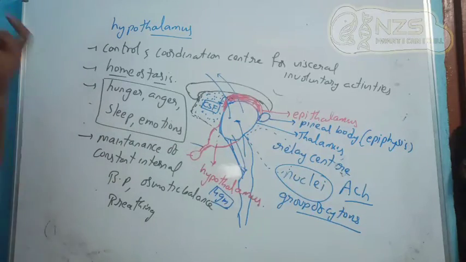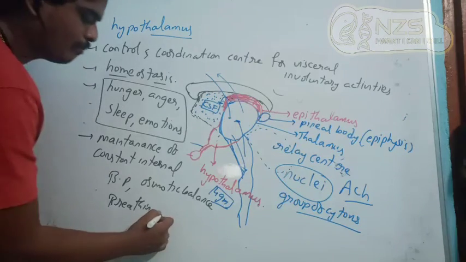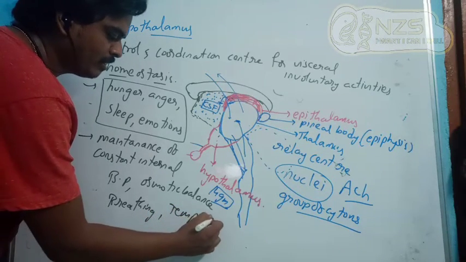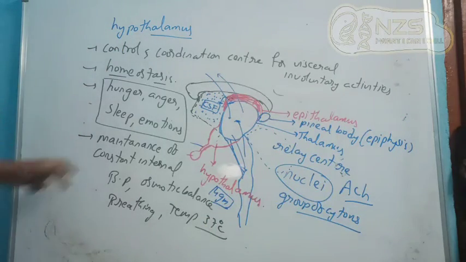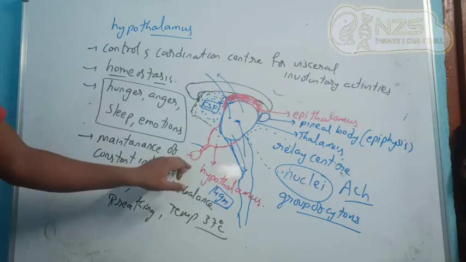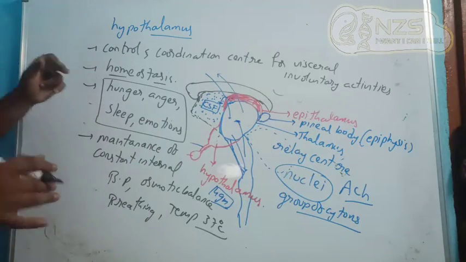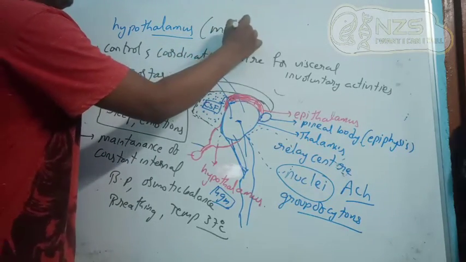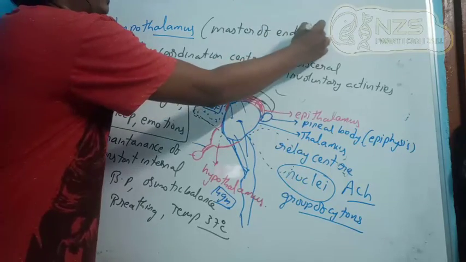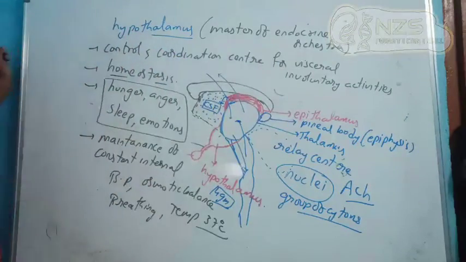As I said, we have some links also. So breathing control, osmoregulation, BP, body temperature. You all know body temperature should be 37 degrees Celsius, which is again maintained by the diencephalon, the hypothalamic part. And this hypothalamus is the controller of the master gland, the pituitary. So it is the master of the endocrine orchestra. To be simple, the hypothalamus is called the master of the endocrine orchestra. Now this is chemical coordination. We'll discuss chemical coordination in coming videos.